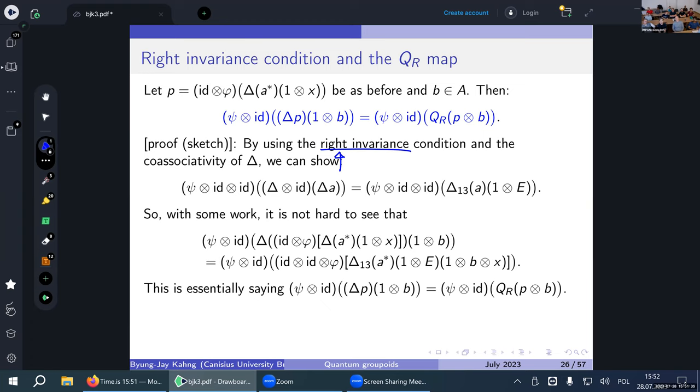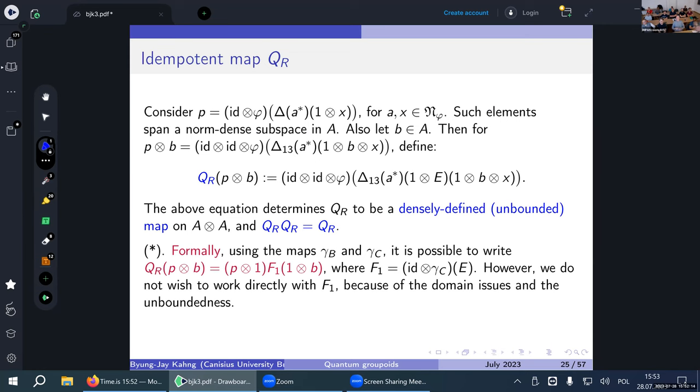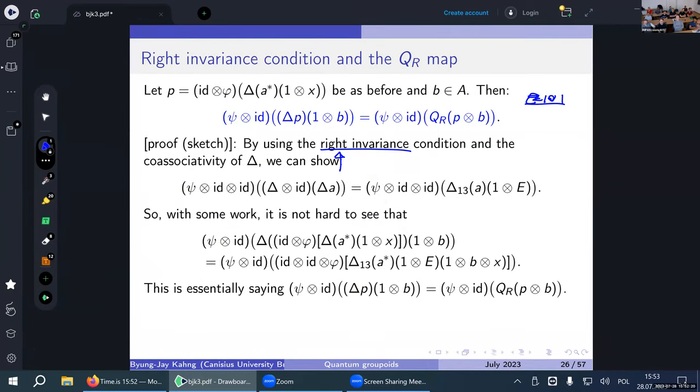Why is this useful? Because the previous version of left invariance, or in this case, right invariance, now that I think about it, looked a little bit too weak. But if you look at it in this way, and for convenience, let's say this is the quantum group case, then the E is equal to one. So therefore, this Q map, which was given by essentially inserting the E in between, if E is equal to one, this really doesn't change anything. So in other words, Q map is exactly just identity.